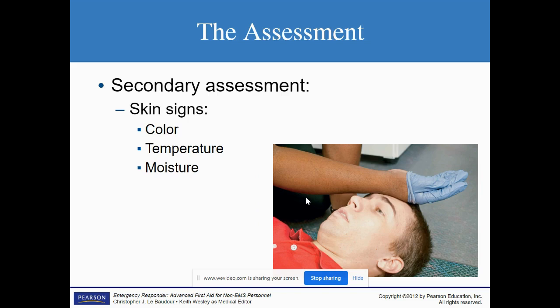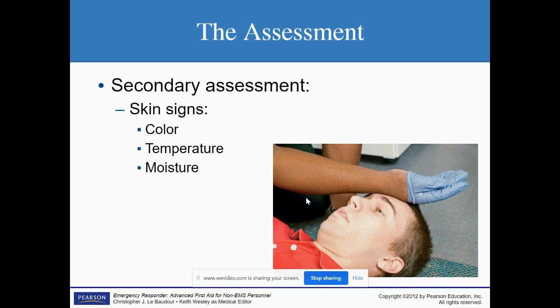So now let's talk about the skin signs. Skin signs are assessed by looking at the person and can be accomplished in a matter of seconds. You want to assess the person's skin color, temperature, and moisture. So for color, a normal finding for light-skinned people would be described as pink, warm, and dry. When assessing dark-skinned individuals, look at the inside of the lower lip or the nail beds for color. These areas will be pink with normal skin signs.